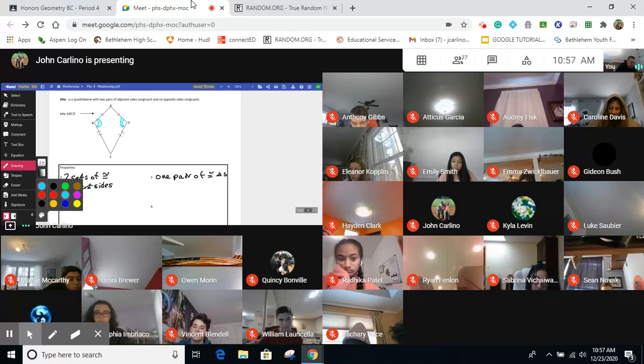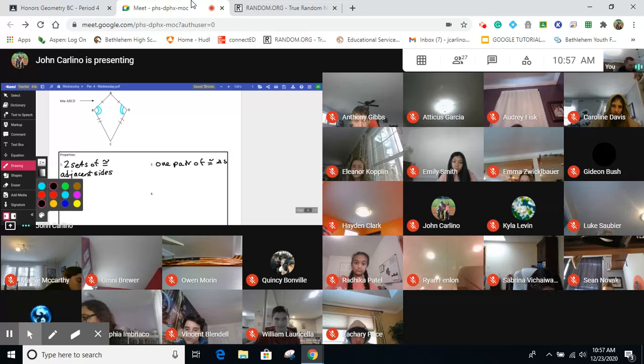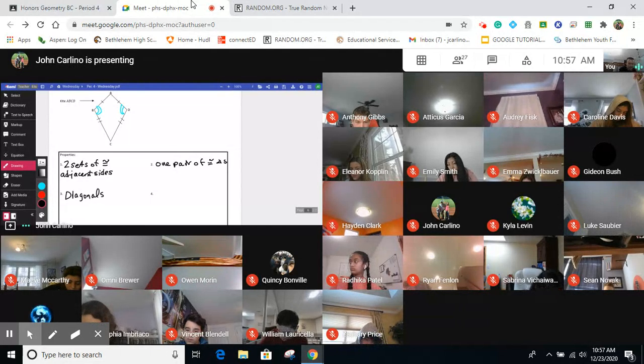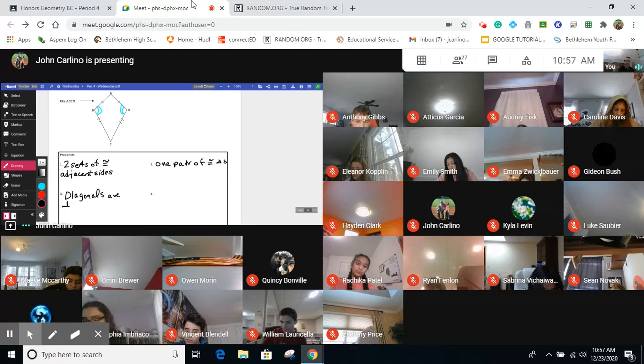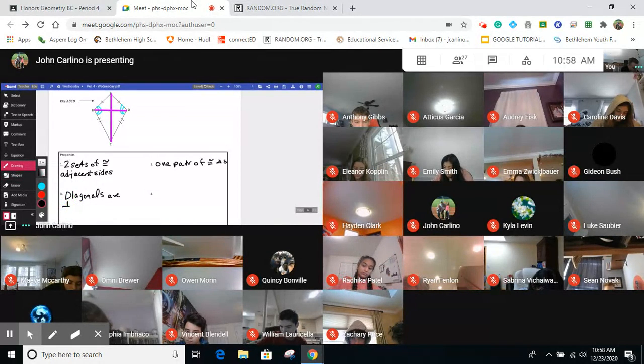Okay, so those are the pairs of angles, the ones that are formed by the non-congruent sides. All good? All right, property number three. Kites have diagonals, and these diagonals in a kite share the same property as the rhombus diagonals. Diagonals are perpendicular. Okay, diagonals are perpendicular. And the fourth property, we're going to come up with together.